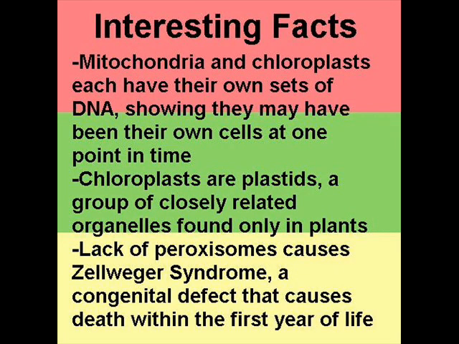And now for some interesting facts about our organelles. Mitochondria and chloroplasts each have their own DNA. This gives scientists reason to believe that these organelles were their own cells in the past. Chloroplasts are plastids, a group of closely related organelles found only in plants. Lack of peroxisomes at birth causes Zellweger syndrome, a defect that causes death within the first year of life.